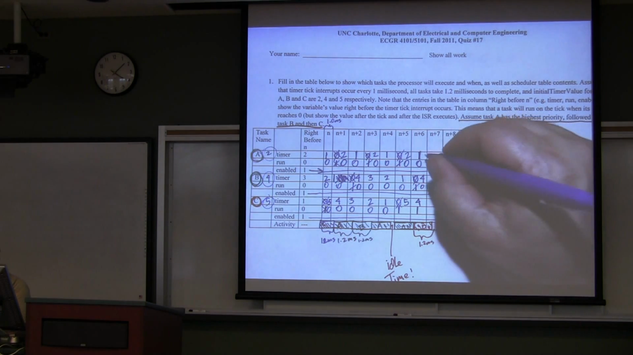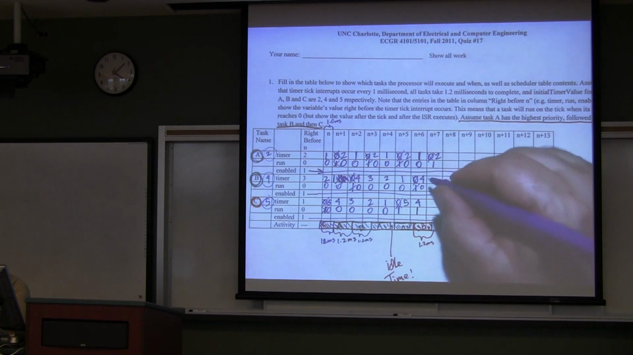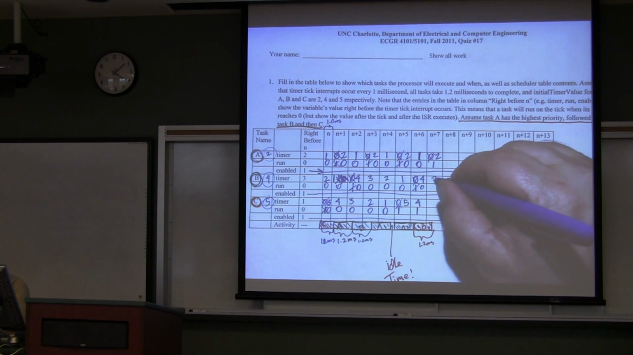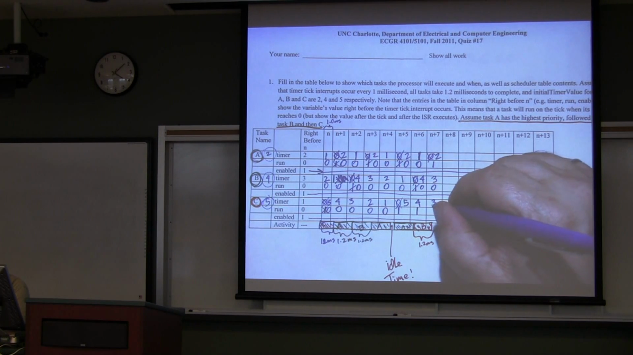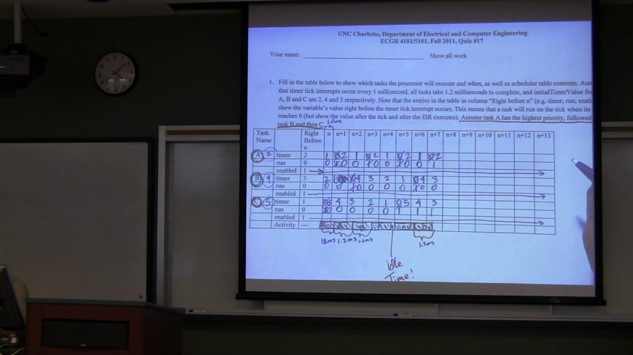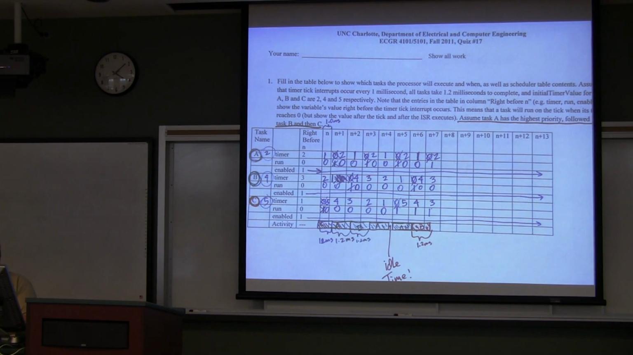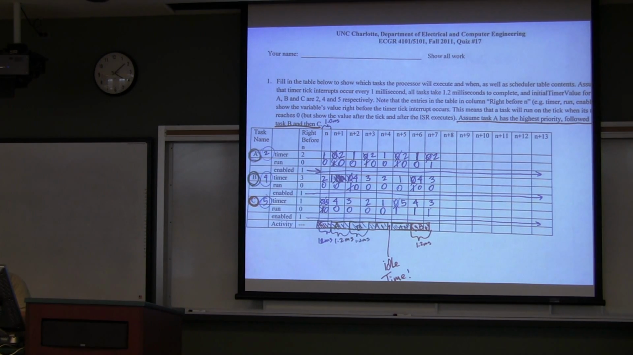Alrighty, so this goes to 0. It goes back to 2. Run is set to 1. This goes from 4 to 3. Still 0. This goes from 4 to 3. Still 1 because it hasn't had a chance to run yet. So, what will run next? A?